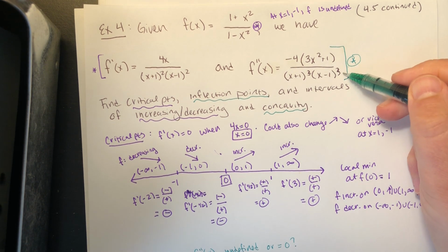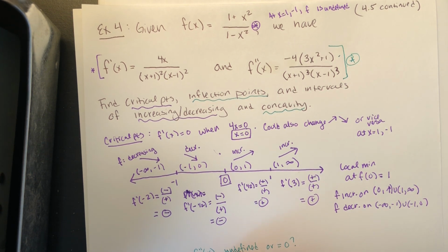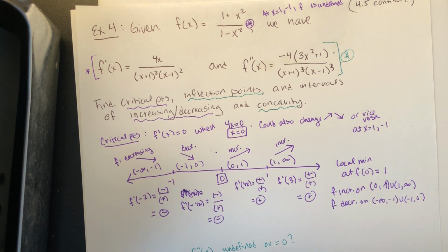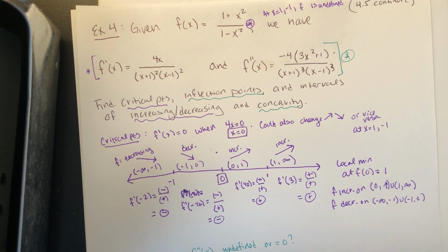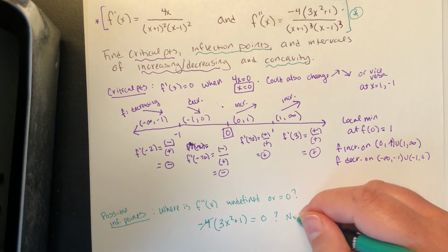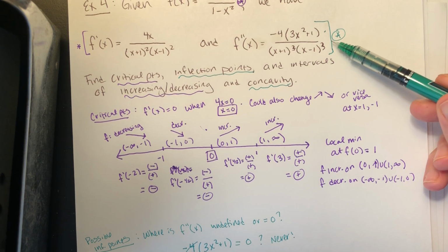Well, it's only going to be equal to 0 when the numerator is equal to 0. So when is -4 times 3x squared plus 1 equal to 0? We could divide both sides by -4 to get rid of it. 3x squared plus 1 is going to be strictly positive. Right? We're taking something, squaring it, and then adding 1. It doesn't matter that you're multiplying it by 3. Anything squared plus 1 is going to be positive. And so this ends up being never. The numerator is never equal to 0, therefore the second derivative function is never equal to 0.